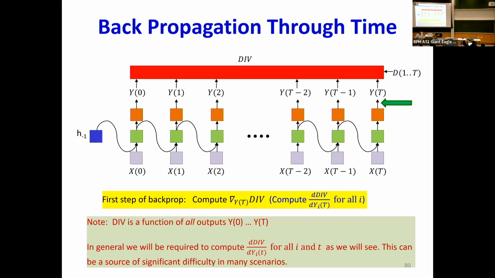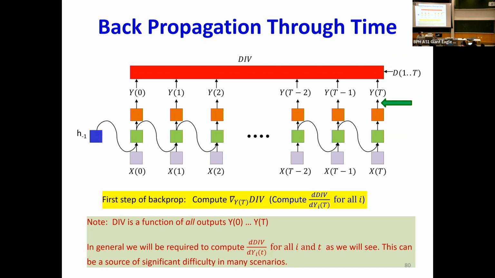So now, as always, when you perform back propagation, the first thing you want to do is to compute the derivative of the divergence with respect to the output of the network. But here, you have to start at the end of time, because that's where the final output happens. So the first thing you need is the derivative of the divergence with respect to the final output.